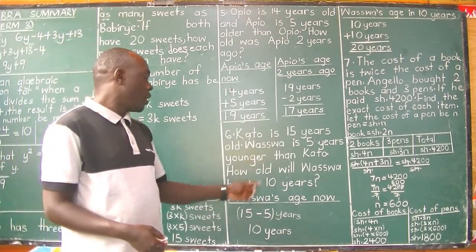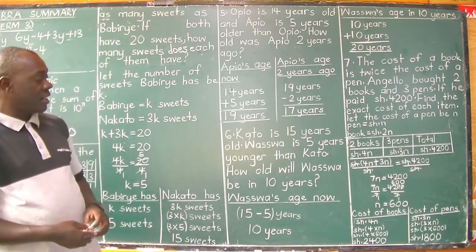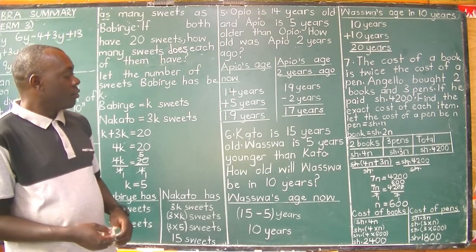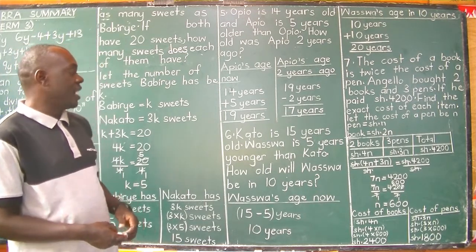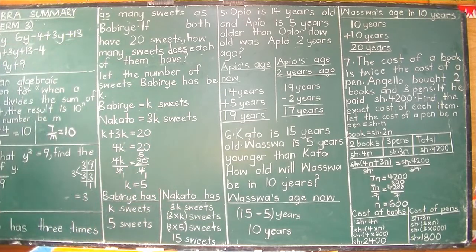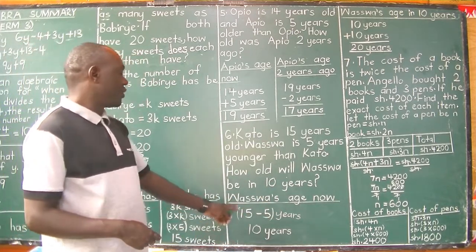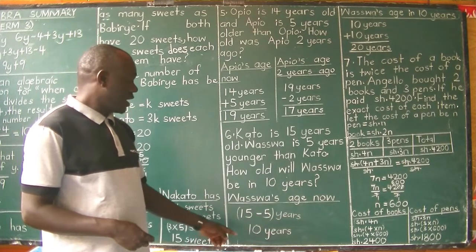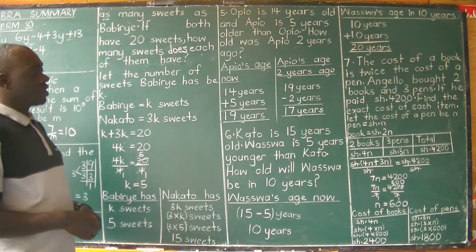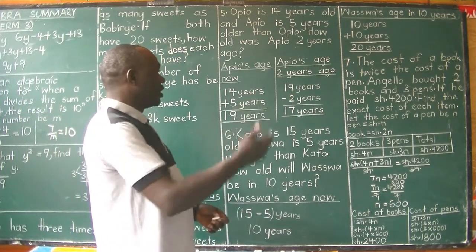Okay, how old will Waswa be in 10 years' time? So they are asking for the age in 10 years' time for this very person, Waswa. So still first know Waswa's age now. Remember, Kato is 15 years old and Waswa is 5 years younger than Kato. Okay, if he's younger, then you say Waswa's age now is 15 minus 5. So Waswa is 10 years old now. Now the question is, how old will Waswa be in 10 years' time? That's in the future.